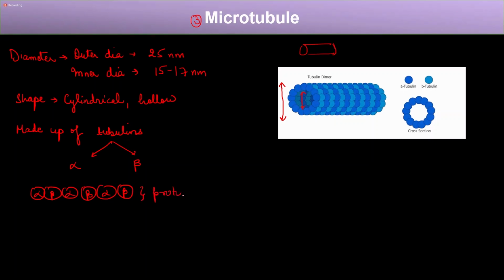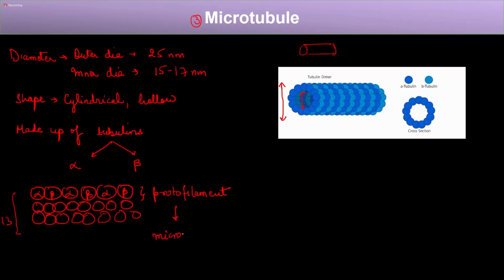This is known as protofilament. And 13 such protofilaments, this number will go like 13, and 13 such protofilaments make microtubule. Okay. So 13 protofilaments together, they roll and they make microtubule.